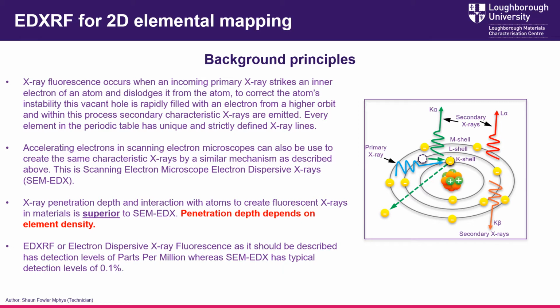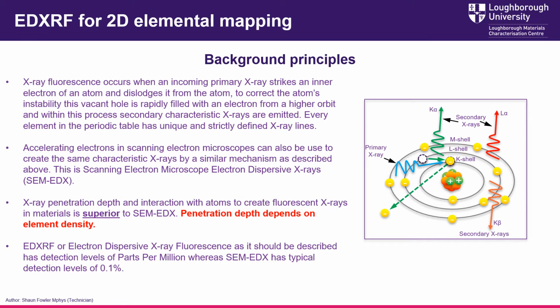X-ray fluorescence occurs when an incoming primary X-ray strikes an inner electron of an atom and dislodges it from the atom. To correct the atom's instability, this vacant hole is rapidly filled with an electron from a higher orbit, and within the process, secondary characteristic X-rays are emitted. Every element in the periodic table has unique and strictly defined X-ray lines.